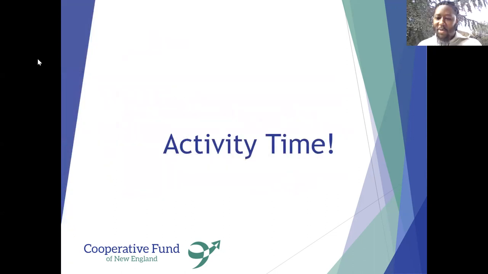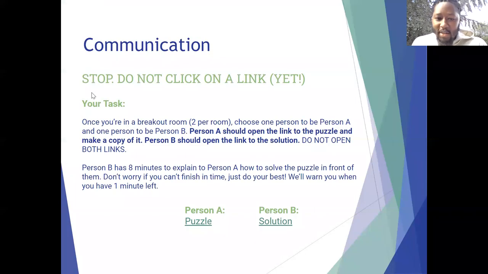So now we're gonna do an activity, and this activity is meant to just play with the idea of communication. If trust is the wiring and participation is the current, I would say communication is a light switch to see whether or not those lights go on or if those lights dim. In the chat, you'll see a link. After you click on the link, it'll take you to this slide, and on this slide are the instructions for the activity.